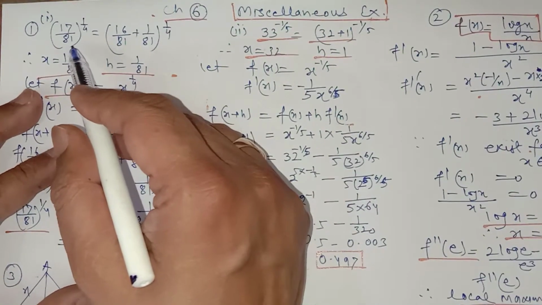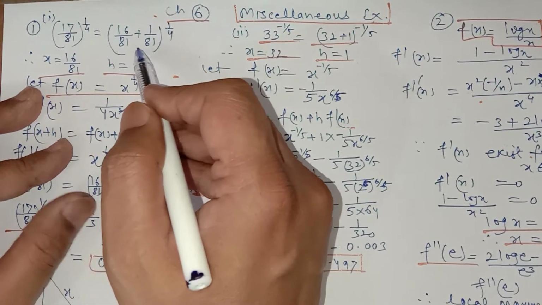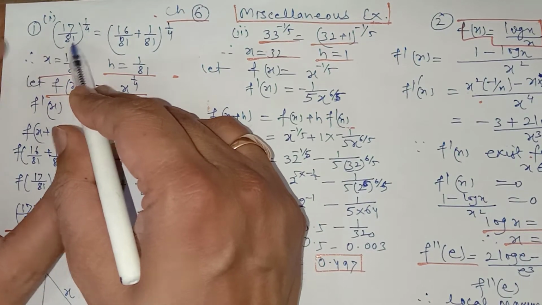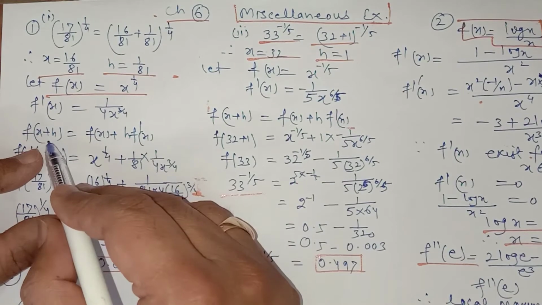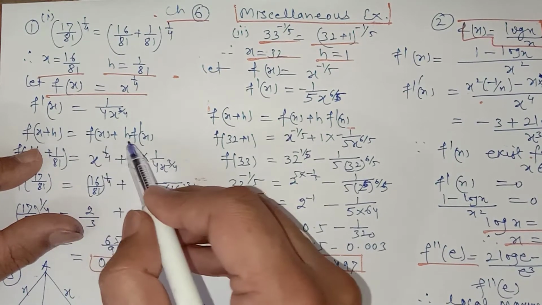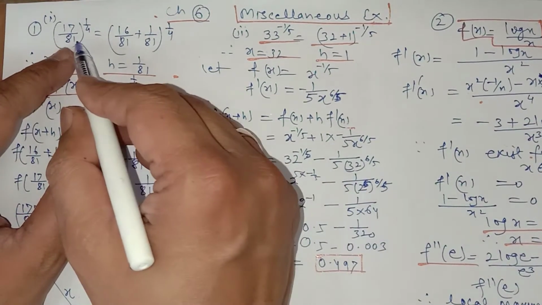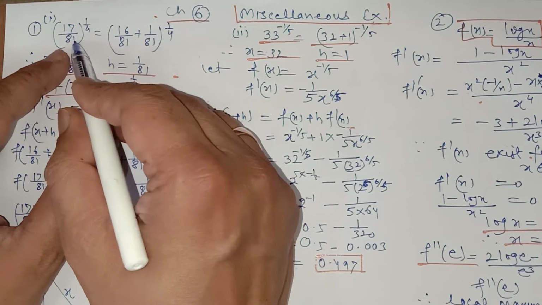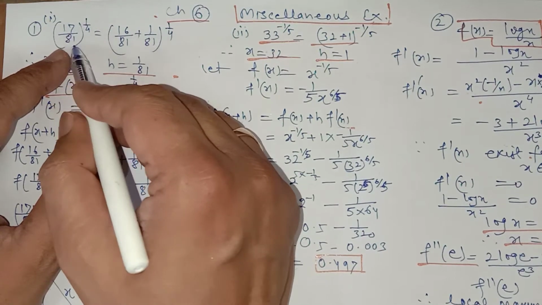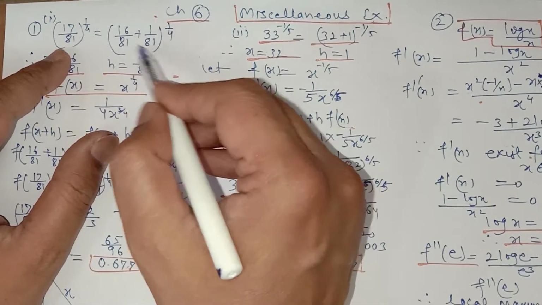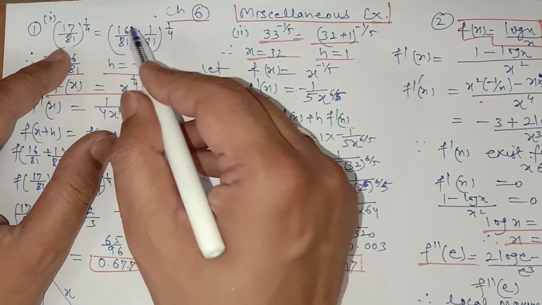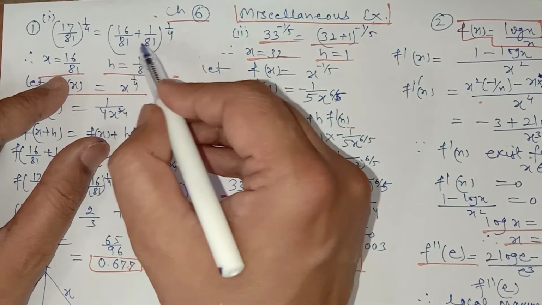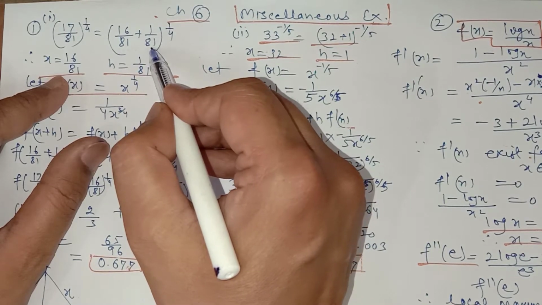Now in question number 1, this is an error and approximation question, in which you have to find the approximate value of this, and you know how to find it, because you know the formula f(x+h) is equal to f(x) plus h f'(x). So you have to break it such that you will get the perfect fourth root of this fraction. You can break it as 16 upon 81 plus 1 upon 81, because you can easily find the fourth root of 16 upon 81. So here x will be 16 upon 81 and h will be 1 upon 81.